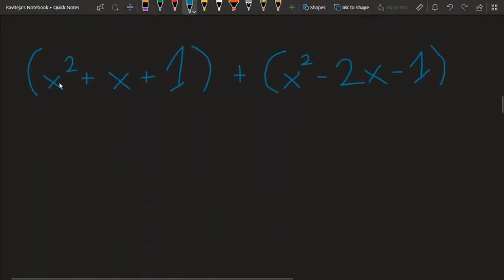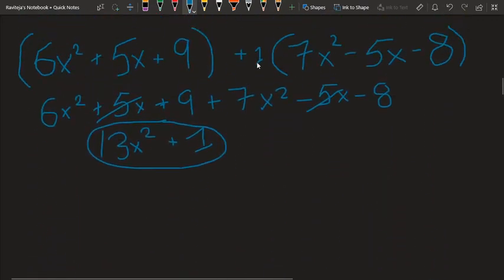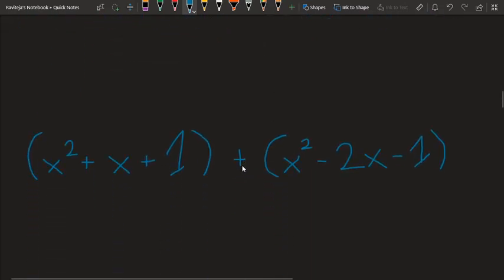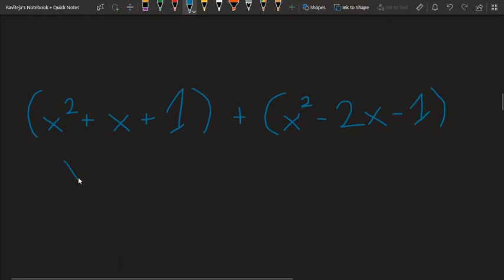Our next example is x squared plus x plus 1, plus x squared minus 2x minus 1. Again, we see we have the first polynomial here and the second polynomial here. Now, it's easy to remember just distributing a positive 1 to all three of these terms in the second polynomial, but when there's an addition sign, there's no point. You can just remove the parentheses for each polynomial and just continue along like this. x squared plus x plus 1 plus x squared minus 2x minus 1.